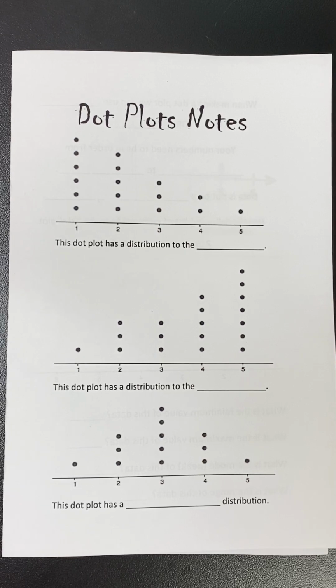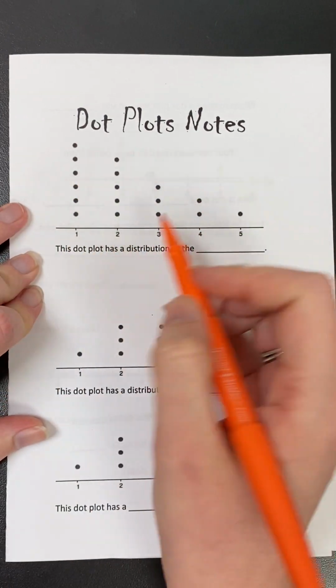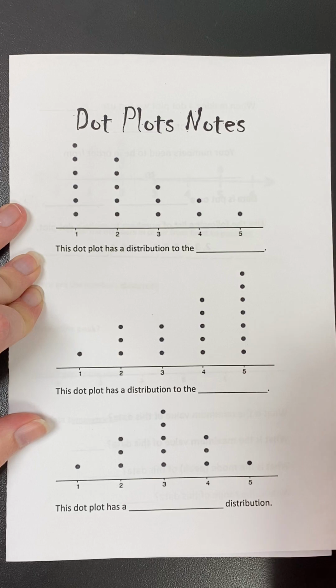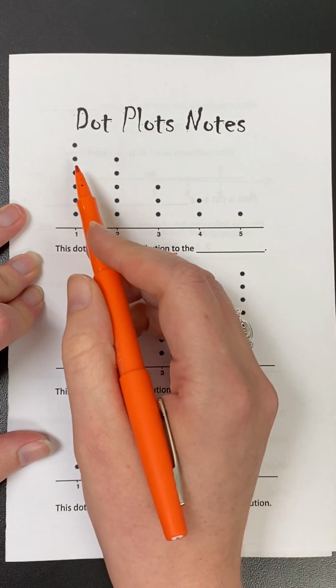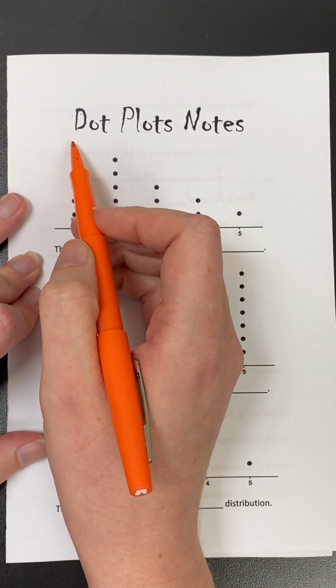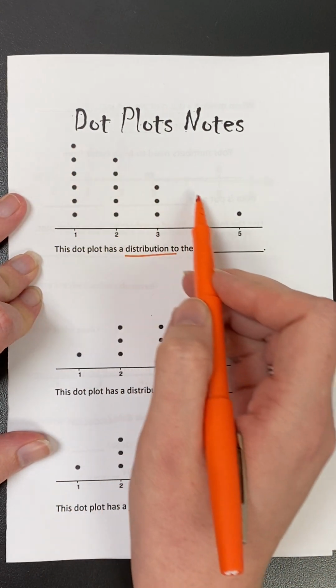Okay, so we are going to start talking about dot plots. You should be familiar with dot plots from the 5th grade. Dot plots have our dots and they have numbers at the bottom. So the first thing we're going to talk about is our distribution. That means when my dots, I start at the top, the biggest point, and I go towards the bottom.